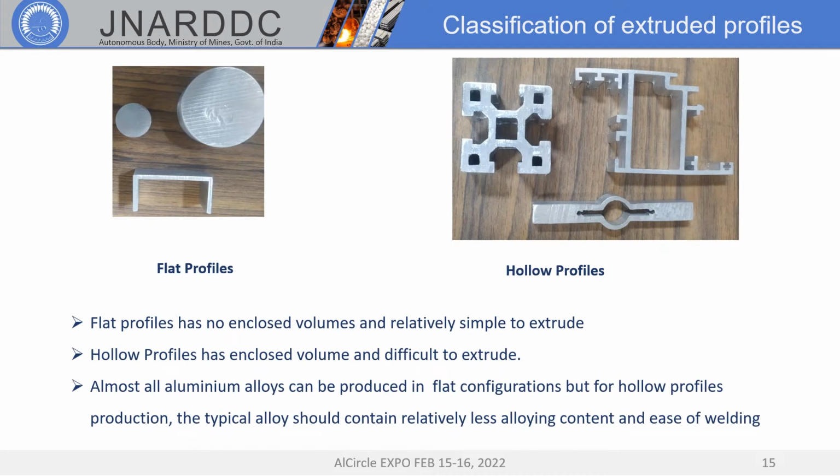In this slide, I am going to show the classification of extruded profiles depending upon whether it is a flat profile or a hollow profile. The flat profiles have no enclosed volumes and are relatively simple to extrude. Hollow profiles have enclosed volume and are difficult to extrude. Almost all aluminum alloys can be produced in flat configurations, but for hollow profile production, the typical alloy should contain relatively less alloying content and have ease of welding.